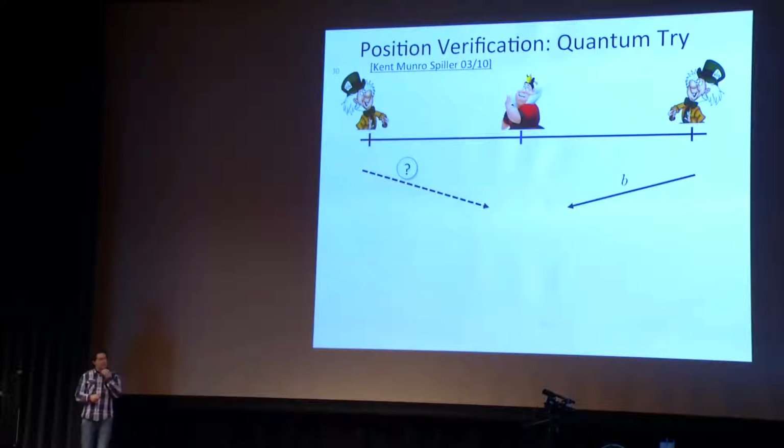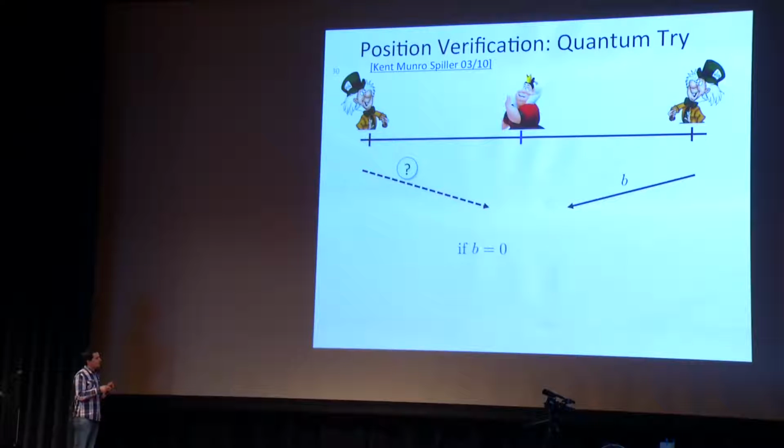Let's have the following protocol. The first verifier sends, say, a random qubit. This question mark can be, say, one of these four quantum states we've seen before. It sends that over a quantum channel to the prover, and timed so that it arrives at the same time at the prover, the other verifier sends a classical bit, just one bit, 0 or 1.